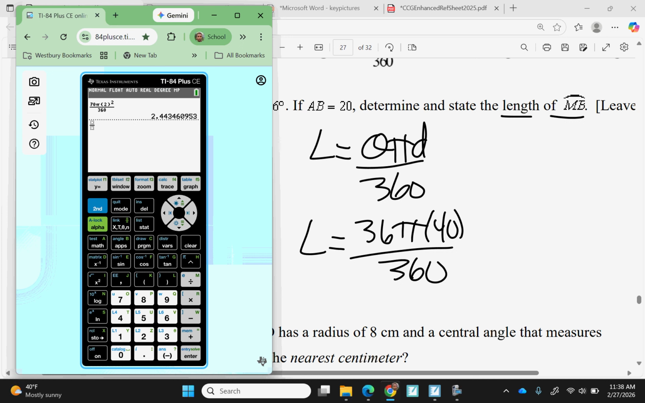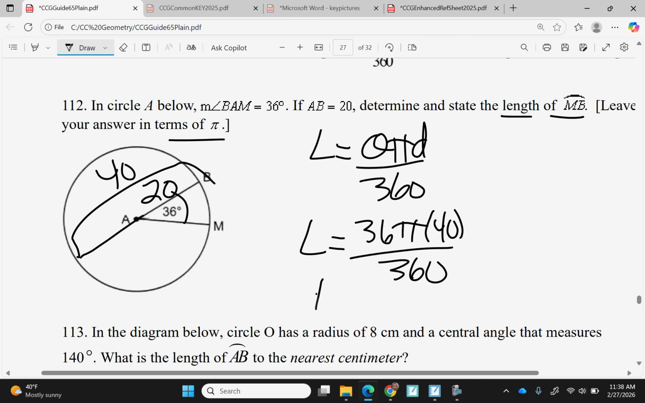So I've got 36 times 40 over 360. I'm not typing pi into the calculator, but make sure you have a pi in your answer. So I got 4, but the answer is not 4, it's 4 pi.